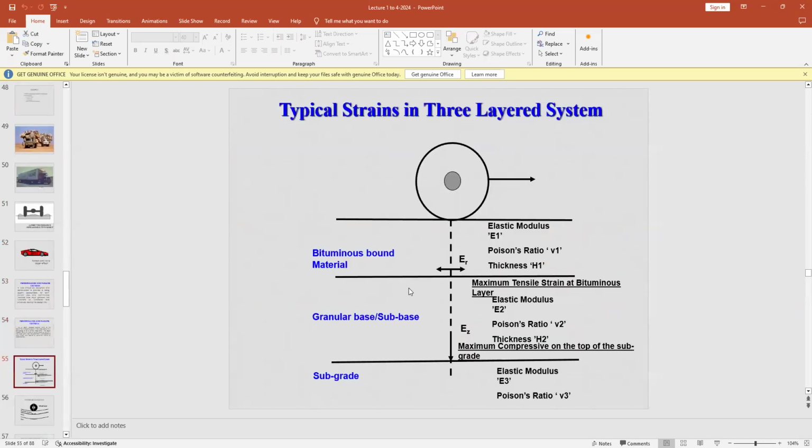Now this we have discussed, so let me skip that. For design of pavement, we are interested in the elasticity modulus, the Poisson ratio, horizontal to vertical, the thickness, the tensile strain at the bottom of the bituminous layer, and then the subgrade. All of these are the typical strains that we measure.